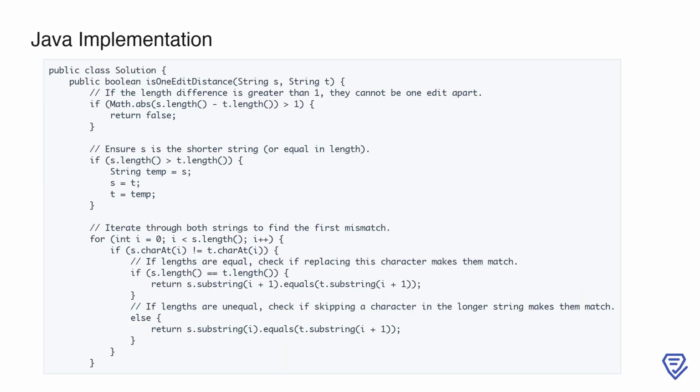Here, we begin the Java implementation of the one-edit-distance problem. The method isOneEditDistance takes two strings, s and t, as input and determines if they are one edit apart. The first step is to check if the absolute difference in their lengths is greater than 1. If it is, we can directly return false, as the two strings would require more than one edit to become the same. Next, we ensure that s is the shorter string, or they are of equal length. This simplifies the logic later on, as we can focus on the shorter string for comparisons.